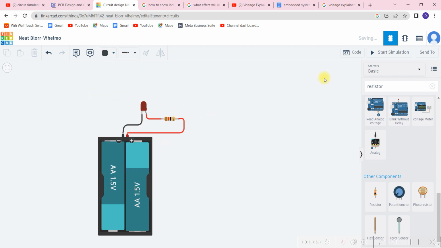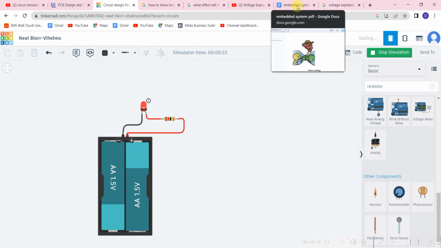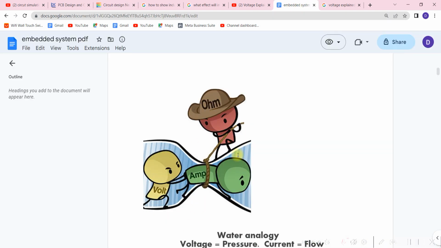As this circuit is, if I simulate, you guess what happens. The LED comes on. You're wondering why it's coming on. What happened here is that a relationship occurred, a symphony between current, voltage, and resistance. I'm going to explain all that to you when I switch to the next screen. You are wondering, what is current, what's voltage, and what is resistance? So this is basically a brief.